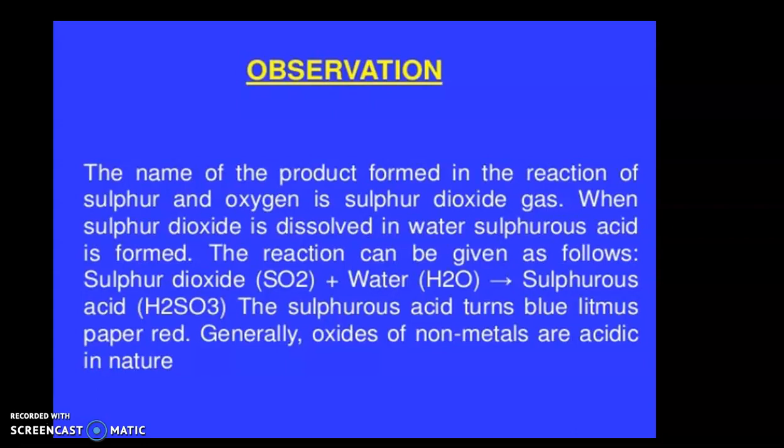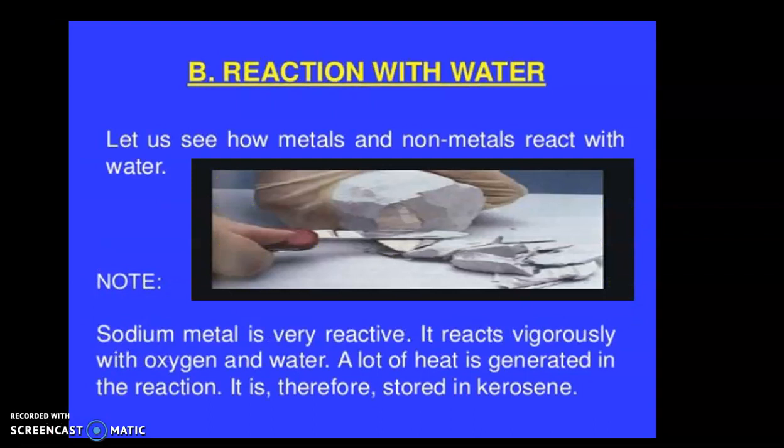But in case of what? Non-metals react with oxygen to form acidic oxides. So this is one difference between metals and non-metals in terms of chemical properties. The fifth part, the B part, is reaction with water. Let us see how metals and non-metals react with water.